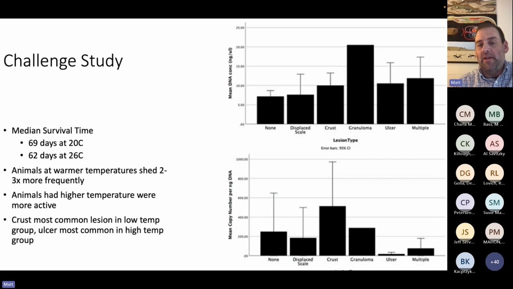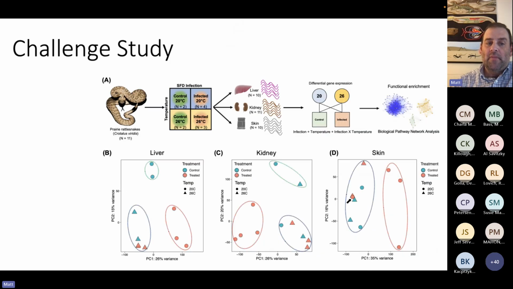We did a challenge study looking at the effect of temperature, and temperature does have an effect. The survival time is longer at lower temperatures than it is at higher temperatures. But the distribution of lesions and signs and those types of things didn't really impact it whatsoever. And these last two slides that I have are really just for fun.